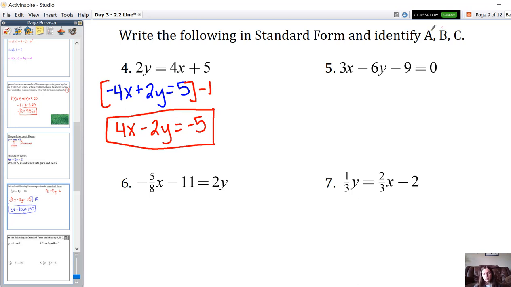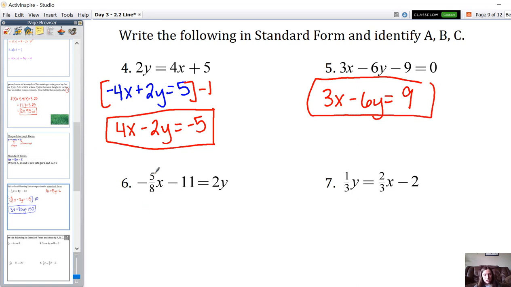Number 5, 3x minus 6y minus 9 equals 0. The x and the y are already on the same side, but we need to move that constant over. So what I'm going to do is add 9 to both sides, so then we just have 3x minus 6y equals 9. All of my numbers are integers, a is positive, so we are done.